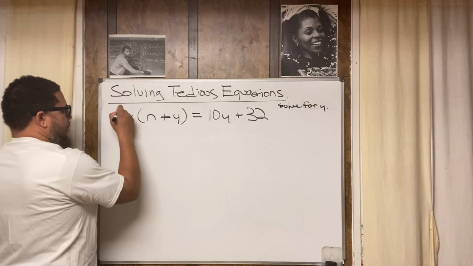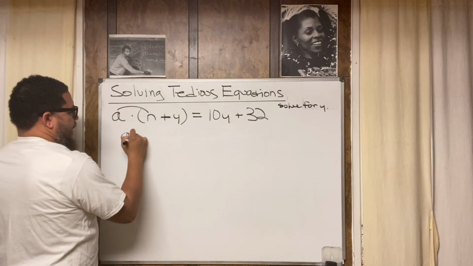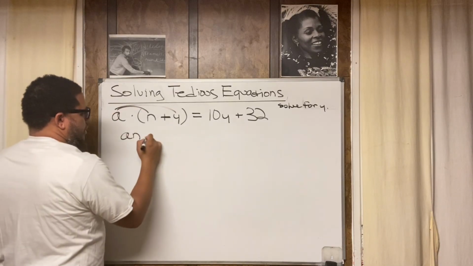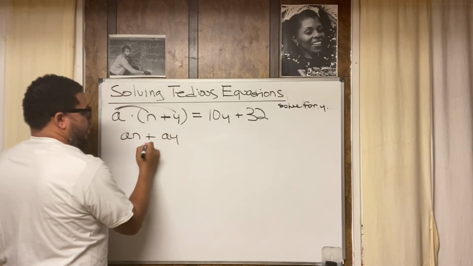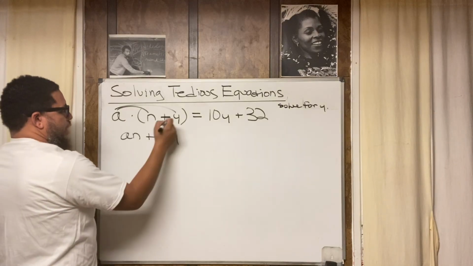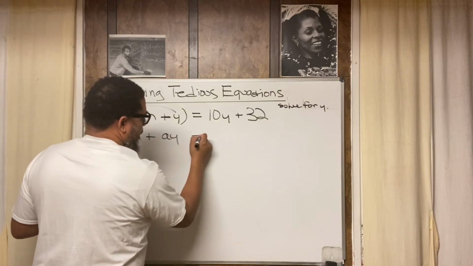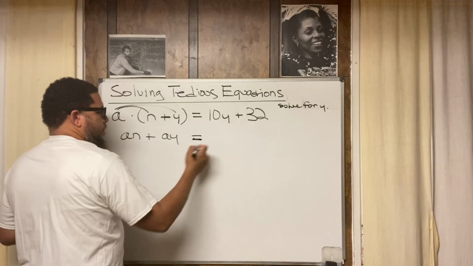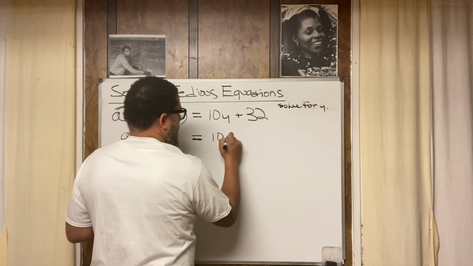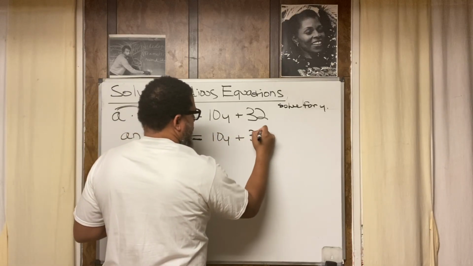So we've got A times N, which is just AN. We've got A times Y, which is just AY, and it's plus AY because it's positive. Bring the equal sign down. The right side doesn't change. Nothing on the right side changes. So we've got 10Y plus 32.